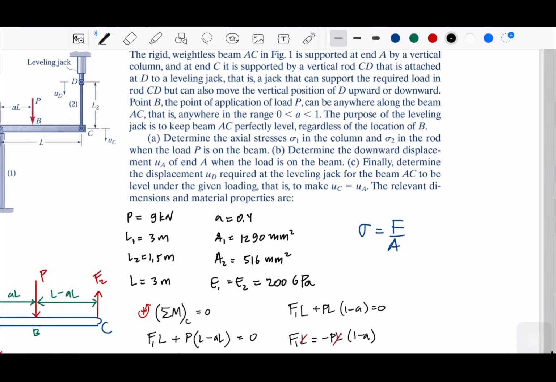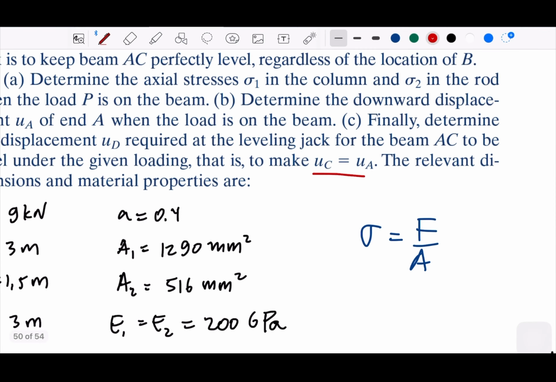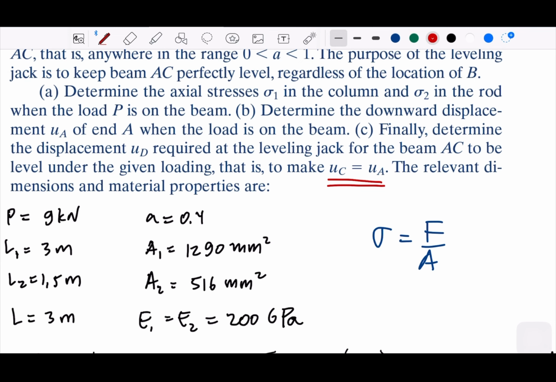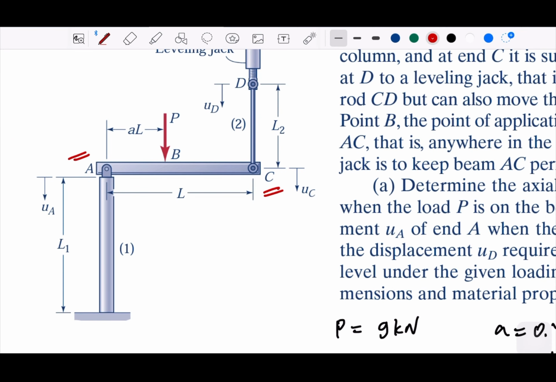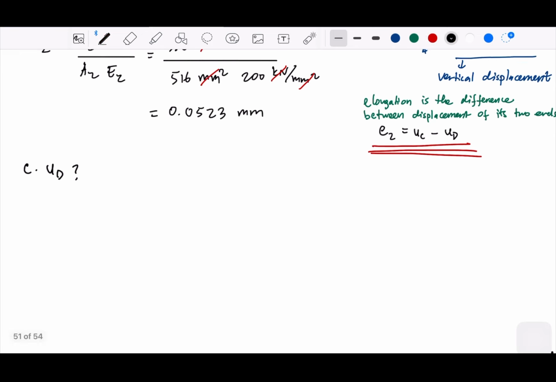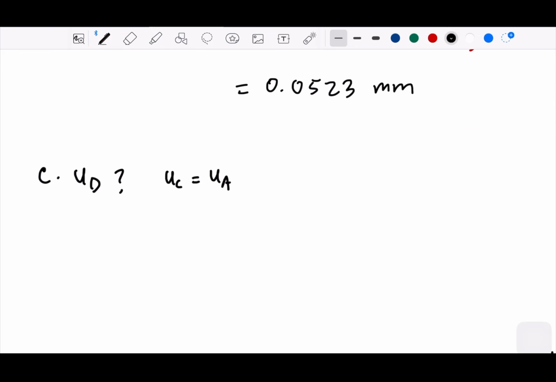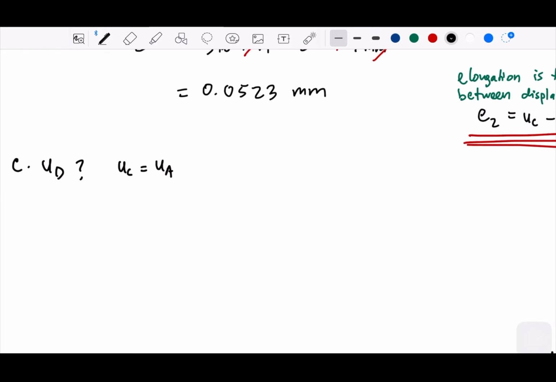At the questions, remember that we have this assumption, okay? So we need to make sure that the beam AC is at the same level, which means displacement of C and displacement of A are assumed to be the same. They need to be on the same level. Now let me write again that part that UC is supposed to be the same as UA. Now from the elongation 2, we can write that UD is UC minus E2. So because UC is the same as UA, then we can directly change UC into UA, and then minus the E2.